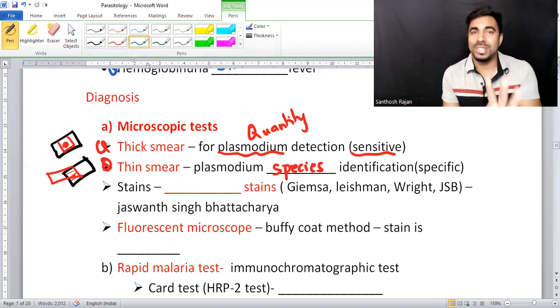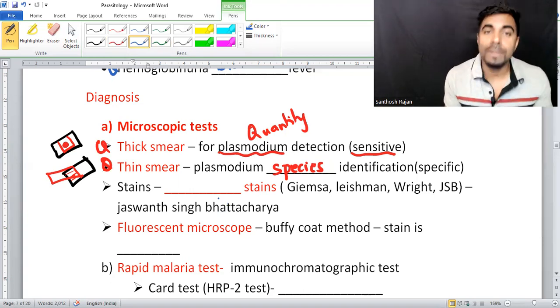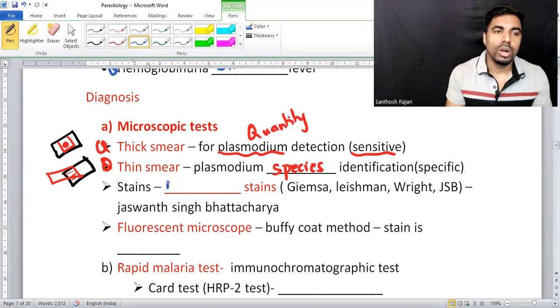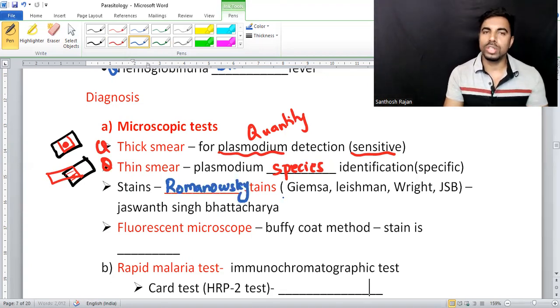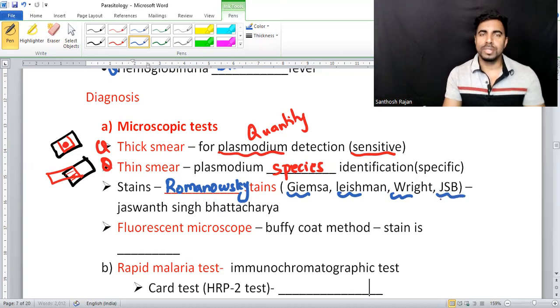Now stains. Giemsa is a common stain. When you talk about parasites, Giemsa is the common stain we use. But Giemsa comes under one big group called Romanowsky stains. Remember, it's important. In Romanowsky, the stain names are Giemsa, Leishman, Wright, and JSB. JSB is by an Indian author, Jaswant Singh Bhattacharya.